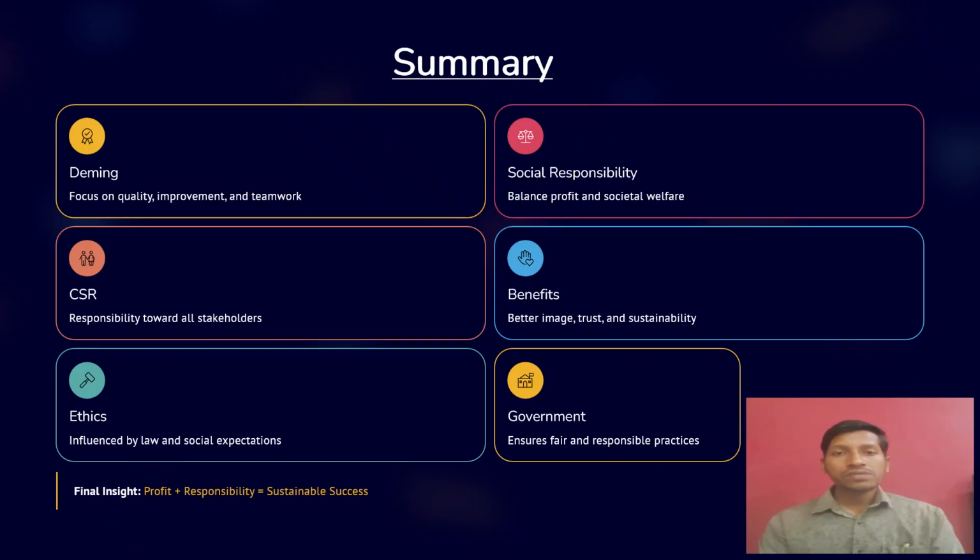Being socially responsible helps businesses build a better image, gain trust, and achieve long term sustainability. Ethical decisions in organizations are influenced by laws, companies' policies, and social expectations. Finally, government regulations ensure that businesses operate in a fair and responsible manner. So the key takeaway is that sustainable success comes from balancing profit with responsibility.